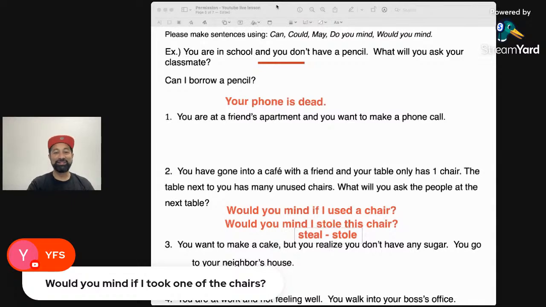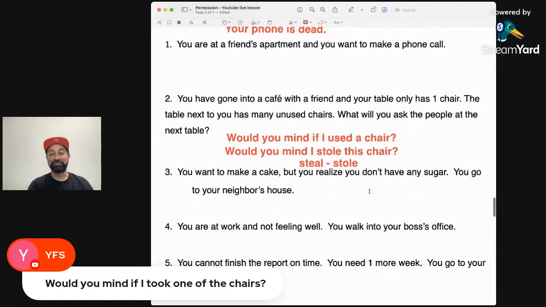The next situation is a little bit interesting. This is very typical North American culture, American and Canadian culture. Number 3 says, you want to make a cake. You want to make a cake, but you realize you don't have any sugar, right? If you want to make a cake, you need sugar. If you don't put sugar in your cake, that would not taste good. So you don't have sugar. You go to your neighbor's house. What will you ask?